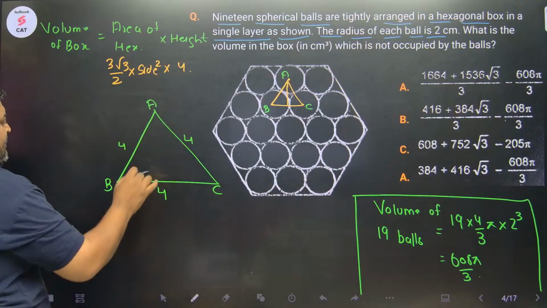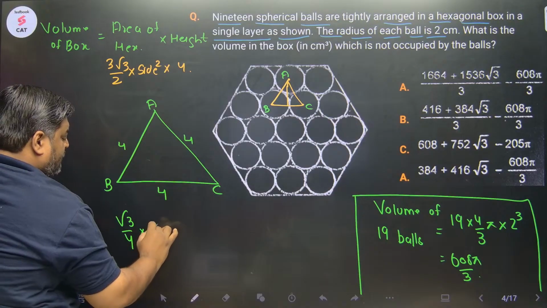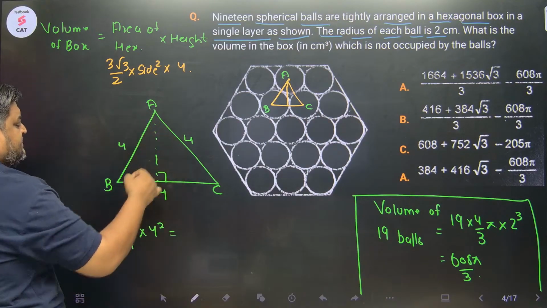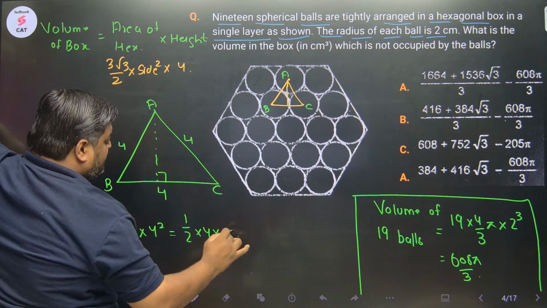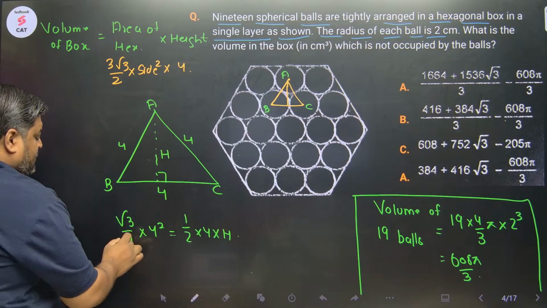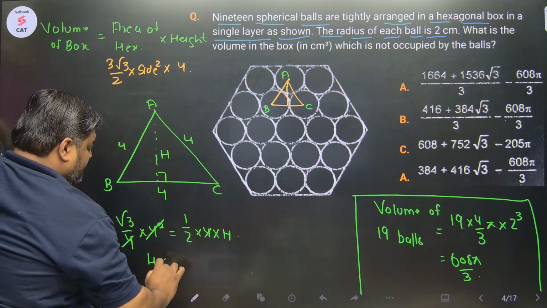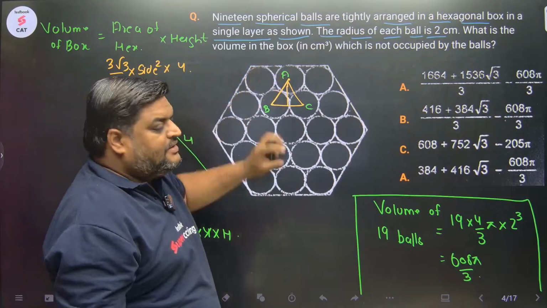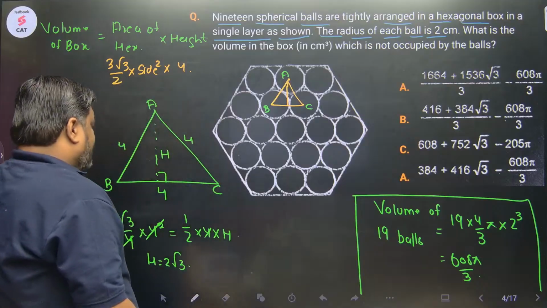Okay. Now area of this equilateral triangle is root 3 by 4 into 4 square. And if I draw this height from here, area of this triangle will also be half into 4 into this H. If this is H, right? So the height is 2 root 3. So this small height is 2 root 3, if I'm not wrong. Okay, so that height is 2 root 3.